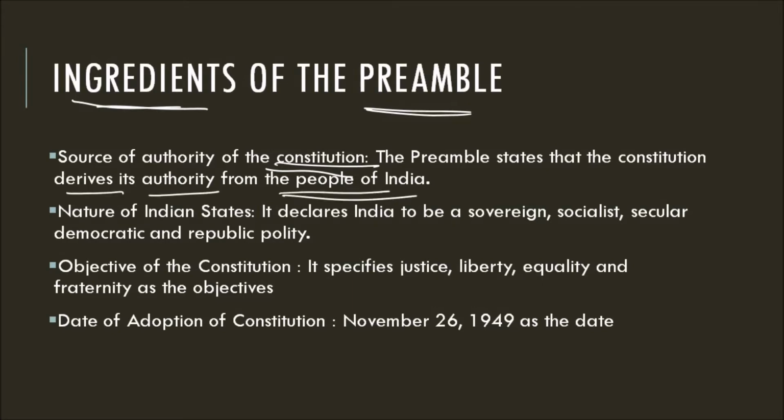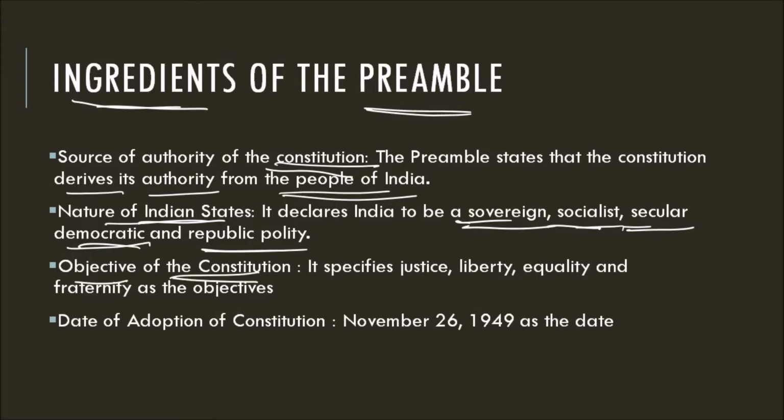Understood? The second thing, the preamble tells us about the nature of the state. In that line, it is said that we are resolved to constitute India into a sovereign, socialist, secular, democratic, and republic polity. That means here the nature of the state is defined to be a sovereign, socialist, secular, democratic, and republic country. Right? Another thing that is written in the preamble is the objective of the Constitution.